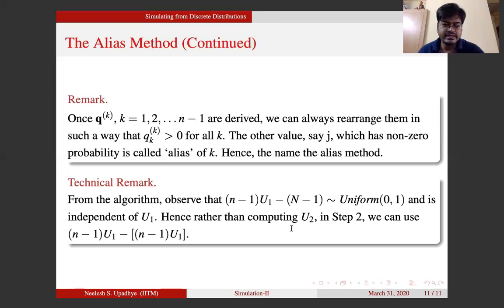Done. That means we are not using this value for the next iteration, so the iteration can be independent. And therefore, rather than computing u2 in step 2, we can simply use (n minus 1) u1 minus the greatest integer function of (n minus 1) u1, and save on the cost of generating the second uniform random variable. That's all for today. We have finished special techniques for discrete random variables.